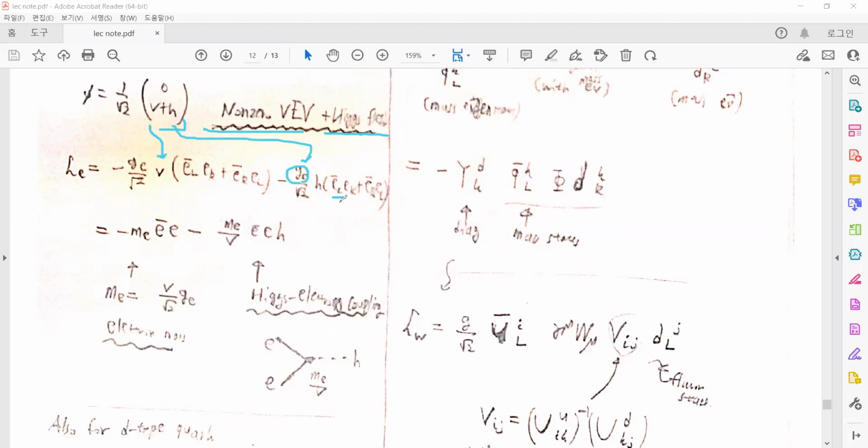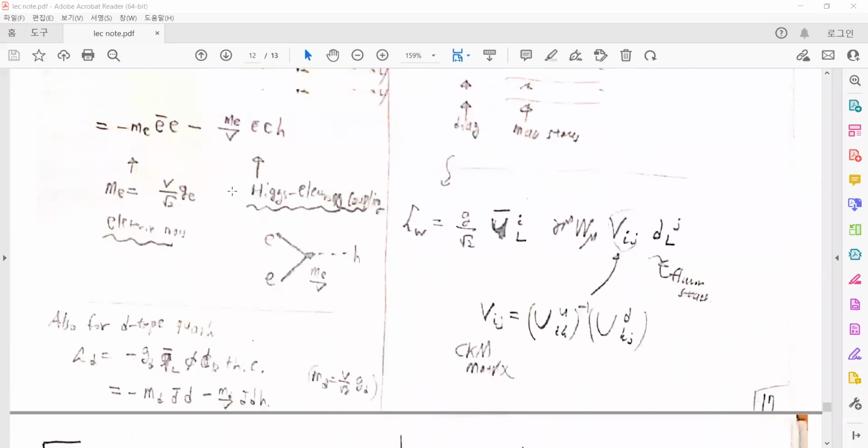There is an interaction between the electrons and the Higgs field, and the non-zero vacuum expectation value gives the electron mass. The electron mass is determined by the vacuum expectation value and the coupling constant of the Yukawa interaction, and there will also be a Higgs-electron coupling, which is proportional to the coupling constant and depends on the mass of the electron and the vacuum expectation value. Such a formalism is also applied for the down-type quark.